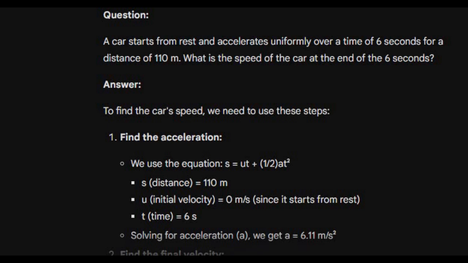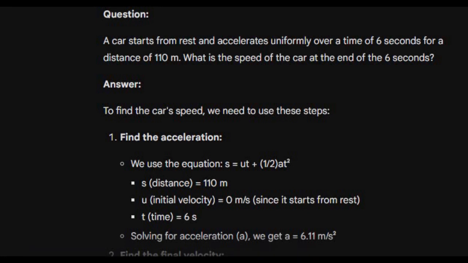Question. A car starts from rest and accelerates uniformly over a time of 6 seconds for a distance of 110 meters. What is the speed of the car at the end of the 6 seconds? Answer. To find the car's speed, we need to use these steps.